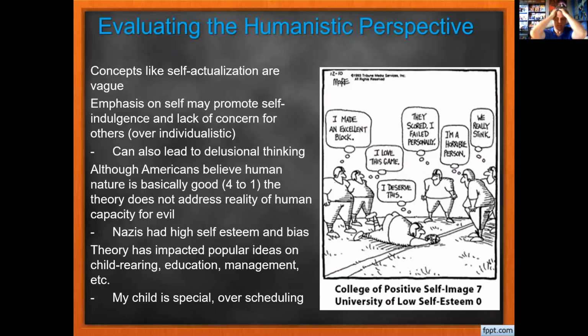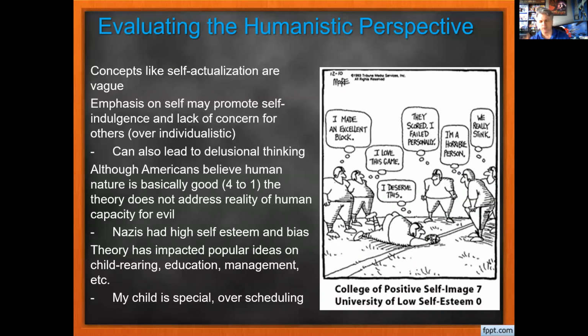With this humanistic perspective, which we'll get into in more detail with disorders and therapy, and which we've talked about before with motivation, self-actualization is very, very vague. There's a trick with it. It promotes self-indulgence because it's all about me and my standard and what I think is right. It can also lead to delusional thinking. Although Americans believe human nature is basically good, four to one, there's also a capacity for evil. I mean, absolutely bad things. Nazis had high self-esteem and bias, but high self-esteem is not necessarily great.